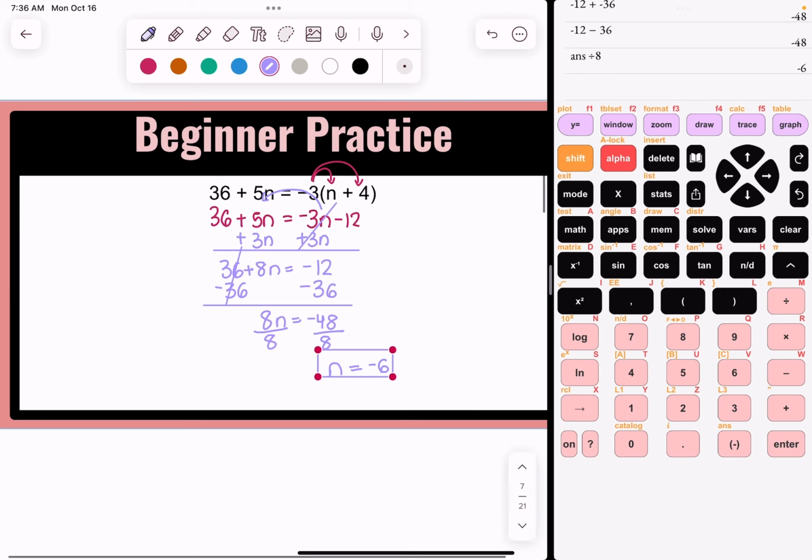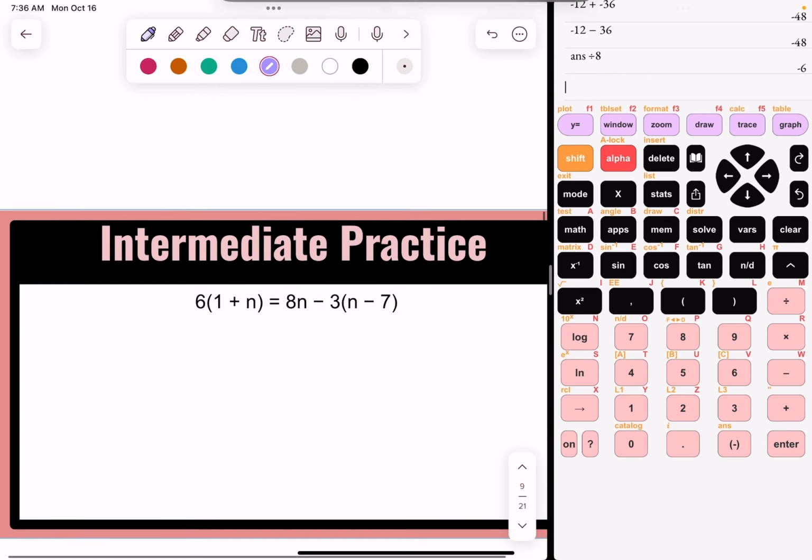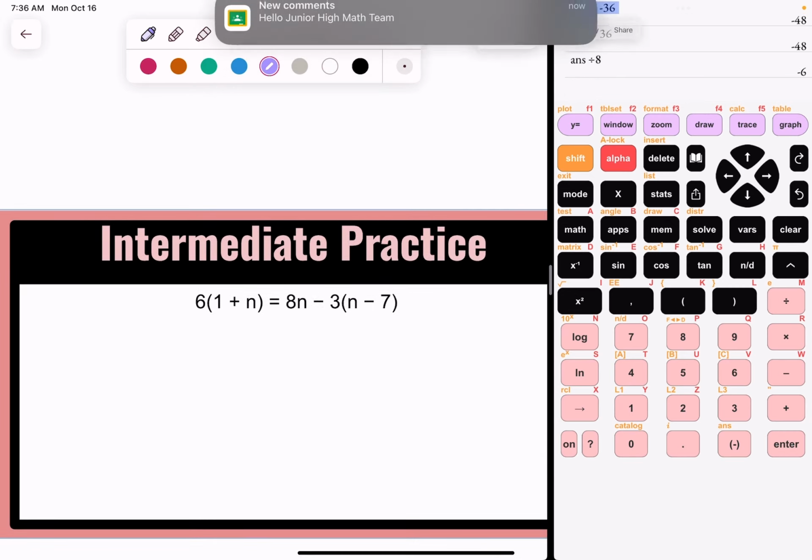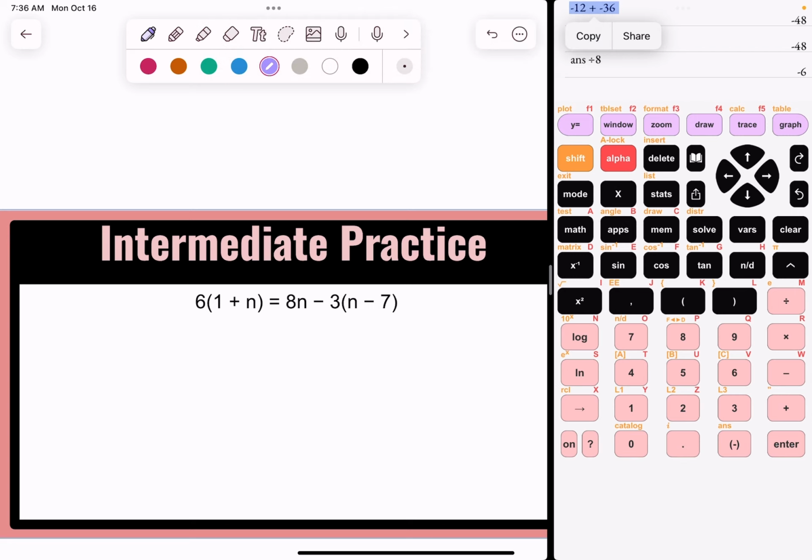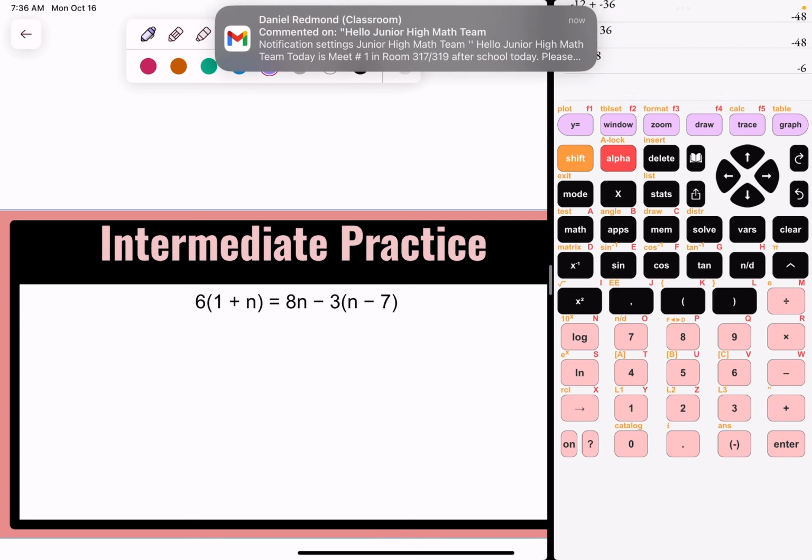All right, that is our first equation with variables on both sides. Let's look at the next one. This is intermediate practice. This one's just a little bit more work because we have distributive property on both sides. So let's look at it.